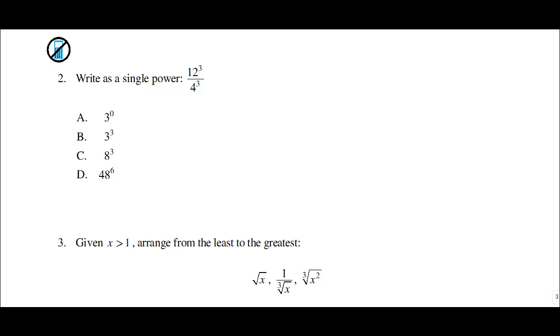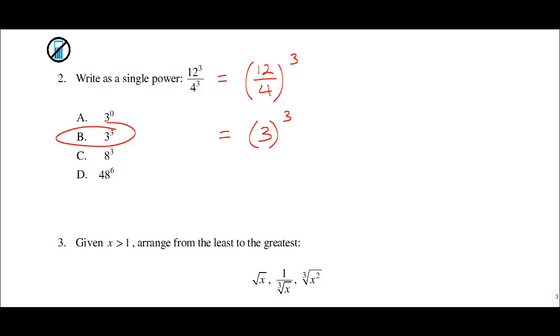This one says write as a single power 12 to the power of 3 all divided by 4 cubed. They're testing your power rules here. I would hope you recognize that this can be rewritten as 12 over 4, all raised to the power of 3. Now if you simplify this, 12 divided by 4 is 3, and then 3 cubed would give you 27. Since they don't ask you to write what the answer is, they just want it as a single power, we know it would be like so.